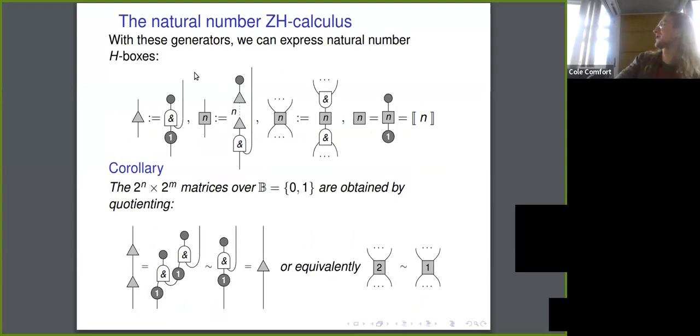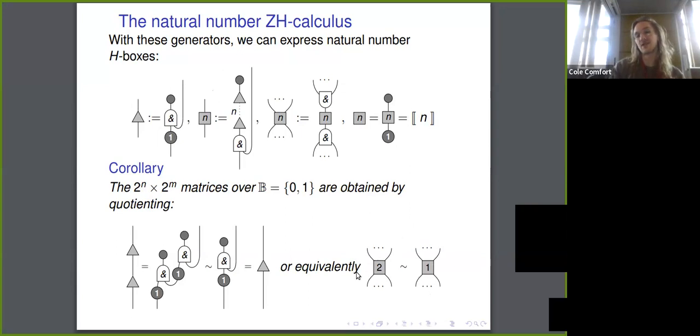And this is very closely related to the ZH calculus, because you can define this triangle gate, which is the upper triangular 2 by 2 matrix, this H box, generalized H box, and also the scalar for any natural number n. So I drew these interpretation brackets. And so if you want to go from matrices over the natural numbers to matrices over the Boolean semiring, then the way to do this is to impose either of these two equivalent quotients.